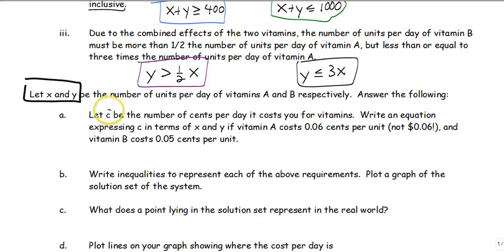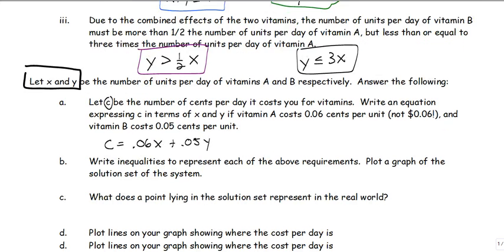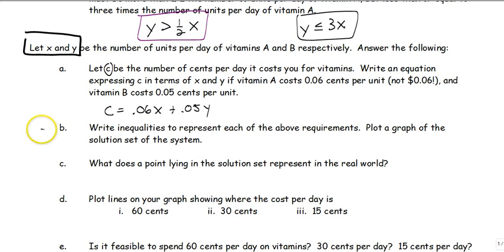This is the important part, coming up with your cost equation. C, the number of cents per day. Write an equation expressing C in terms of y and x if vitamin A costs 0.06 cents per unit. So 0.06x plus 0.05y. This is our objective function, or our cost, that we're going to try to minimize or maximize. We already did part B, and I'm going to now show you the graph.